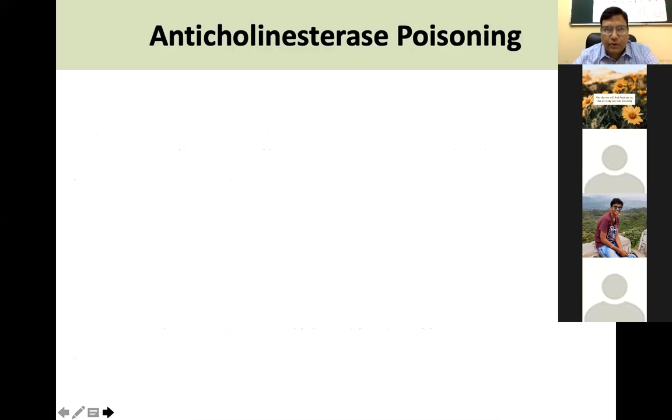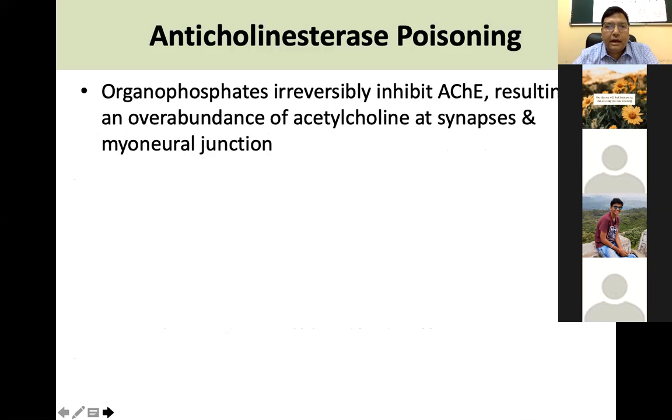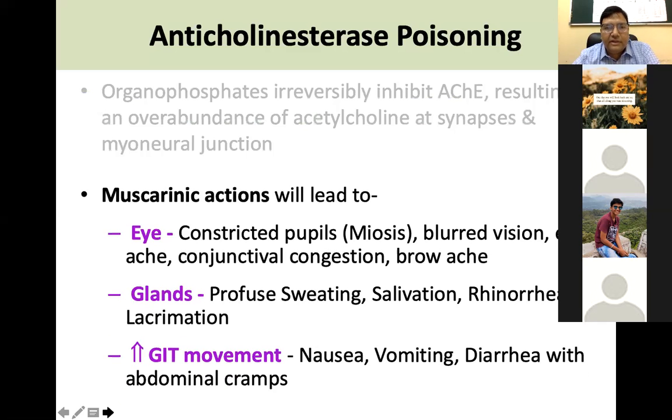Coming to anticholinesterase poisoning, it occurs because organophosphates bind irreversibly with the enzyme which metabolizes acetylcholine, that is acetylcholinesterase. There is an abundance of acetylcholine present at the synapses and the neuromuscular junctions. So what happens? The patient will present with muscarinic side effects. In the eye, there will be miosis, blurred vision, eye ache, conjunctival congestion, brow ache, and from the glands there will be profuse sweating, salivation, rhinorrhea, and lacrimation. The GI motility will be increased, and that leads to nausea, vomiting, diarrhea with abdominal cramps.